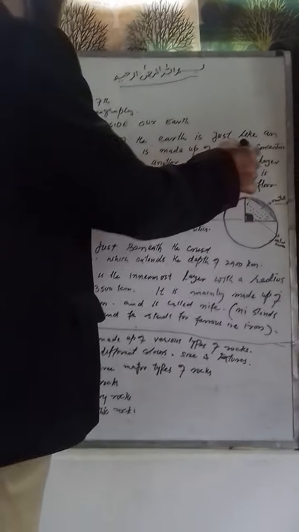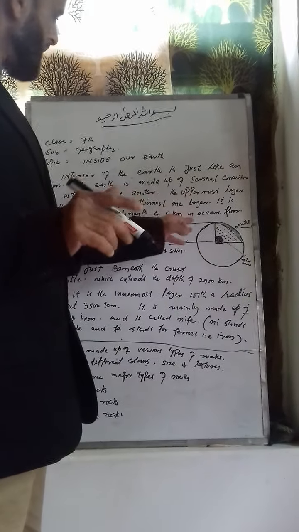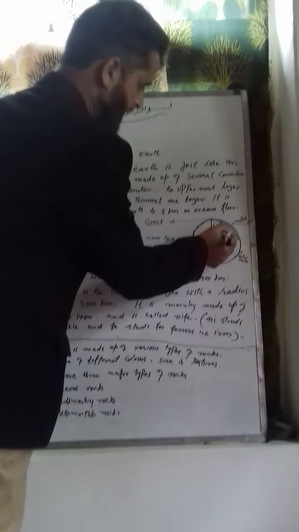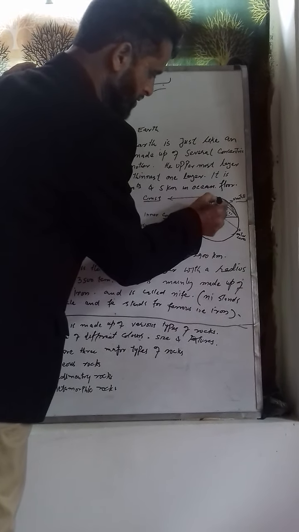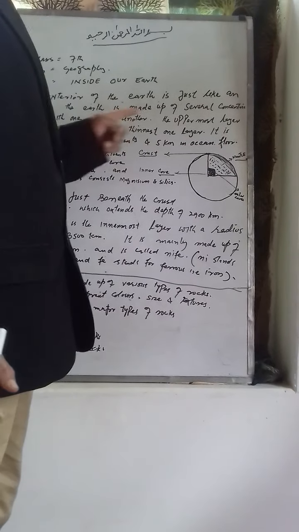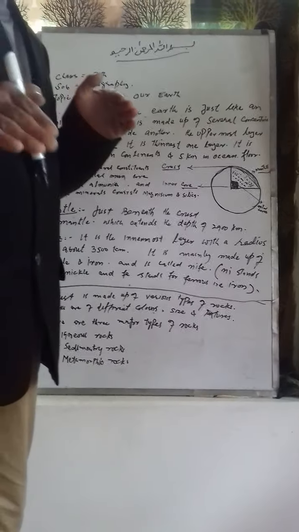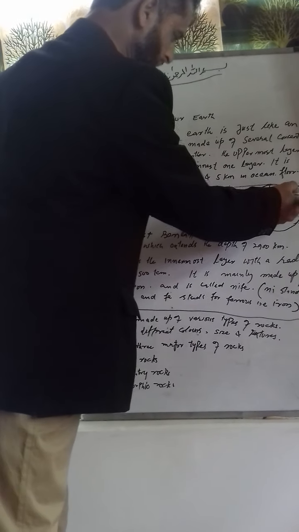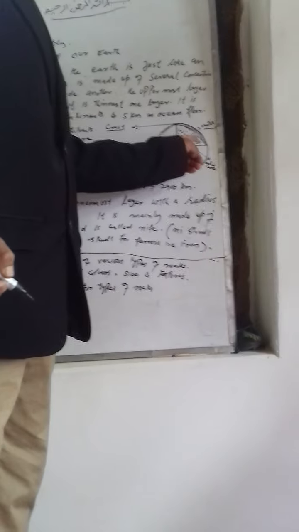We know that the first layer of this earth is known as crust, and now we will see the second layer, which is known as mantle. The second layer of earth is known as mantle. What is mantle? Just beneath the crust is mantle, which extends to a depth of 2,900 kilometers.